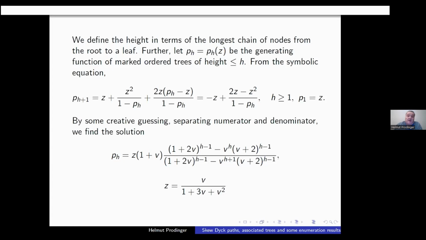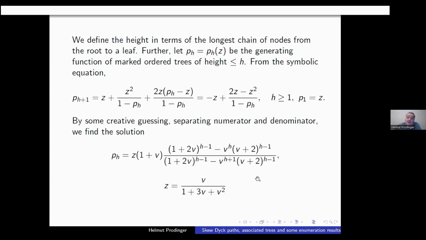I solved it by creative guessing and playing around with it, but once one has the solution, one can prove it by induction, by plugging in and simplifying. So here is the solution of this generating function, and I used an auxiliary variable v, and you see this 1 plus 3v plus v squared that we had before when we talked about the trinomial coefficients. So people might feel that the Lagrange inversion is somewhere hidden, and it really is.